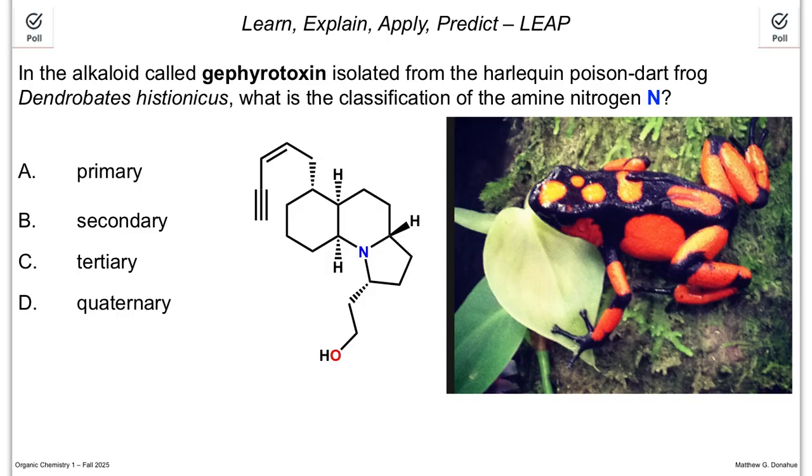So this molecule, gifrotoxin, we talked a little bit about carbon hybridization, counting carbons, that sort of thing. If we look at the nitrogen atom, how would you classify the nitrogen? This one will be tertiary. Walking out from the N atom, we hit a carbon, that's one, a second one, and a third one, so that's tertiary.